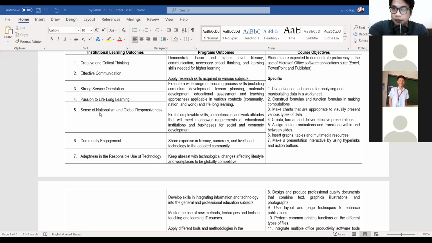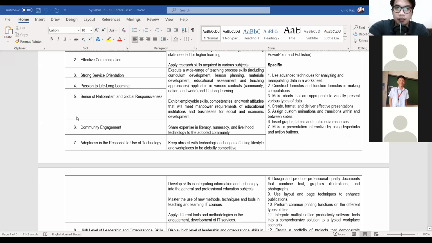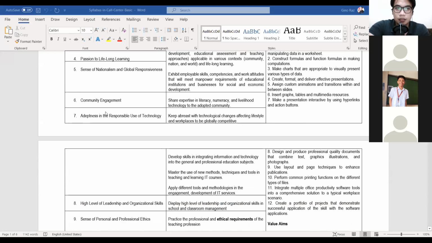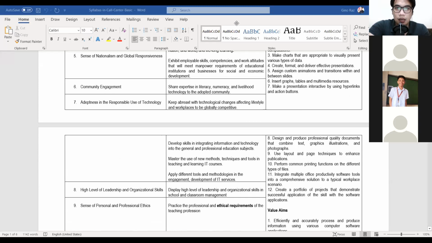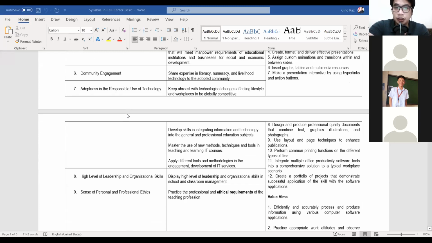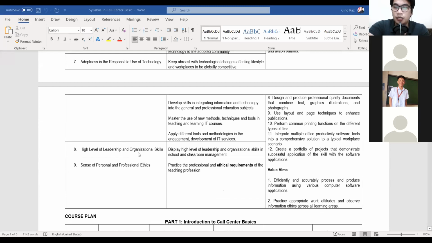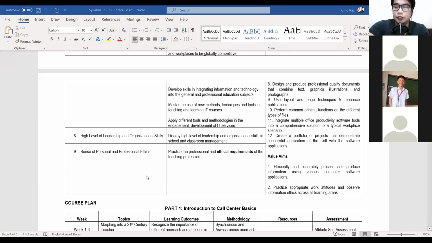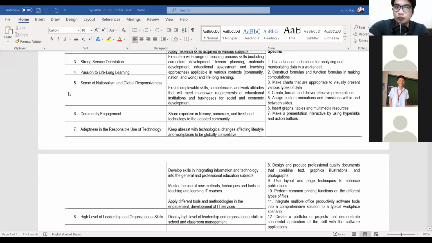So because of the trends that we have right now, we integrated call center basics in the ICT major. So yung ibang, as far as I know, walang call center basics yung mga IA and HE. And sense of nationalism and global responsiveness, community engagement, being adept or being skilled in the responsible use of technology, high level of leadership and organizational skills, and sense of personal and professional ethics. So this by default is what is expected of you.